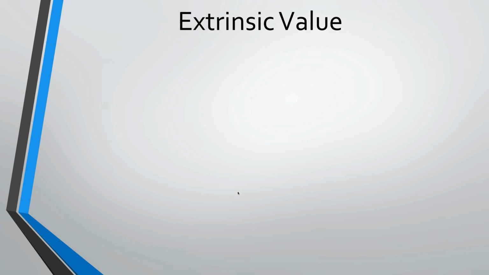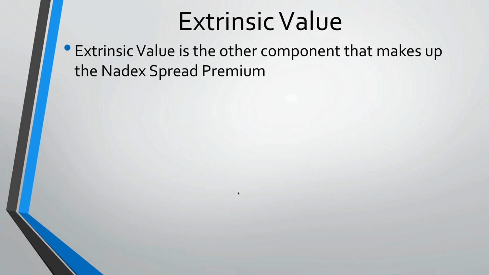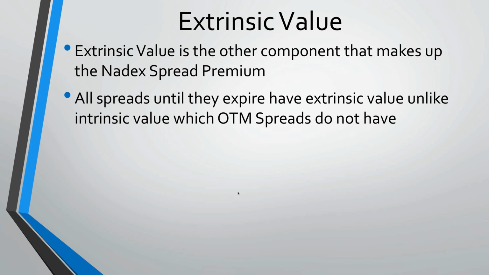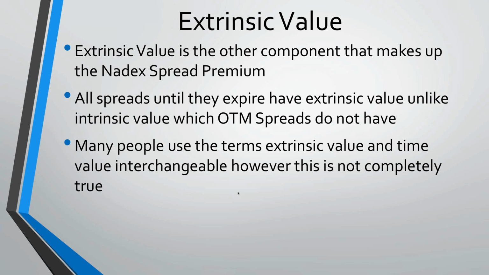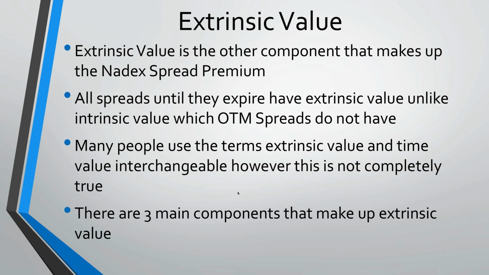So now we've covered intrinsic value. What's extrinsic value? Extrinsic value is the other component that makes up the Nadex spread premium. All spreads, until they expire, have an extrinsic value, unlike intrinsic value, which out-of-the-money spreads do not have. So they all have extrinsic value depending on where you put them on, except there's a special case for that. Many people use the terms extrinsic value and time value interchangeably. However, this is not completely true.